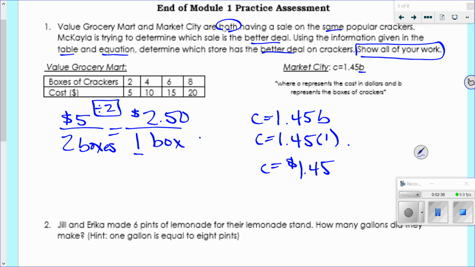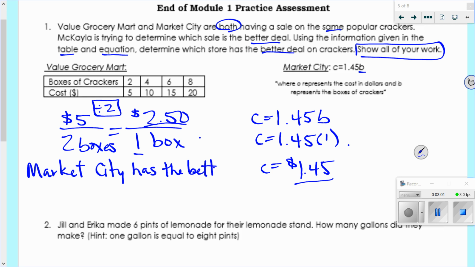Okay? Guys, the equation is the easiest in the world. I put the 1 in. This is $1.45. This is $2.50. Who's got the better deal? Market City. If I just have those numbers, have I answered the question? No. You have to answer this question, guys. The question is part of your points on this. Because you can have the right numbers and not understand mathematically what you're saying.